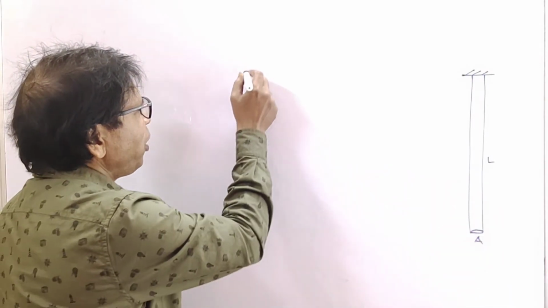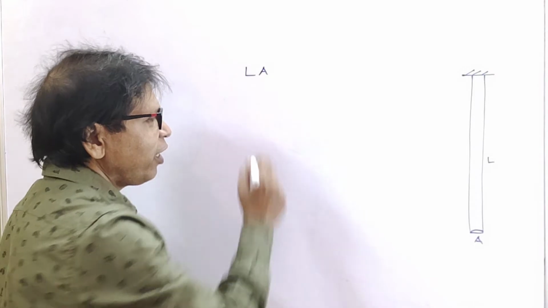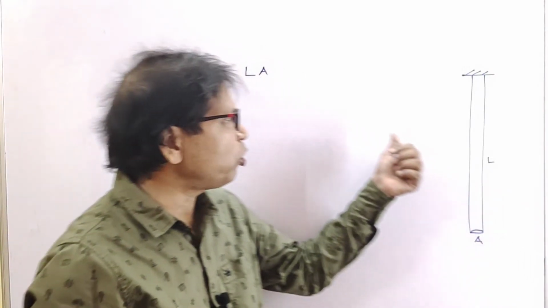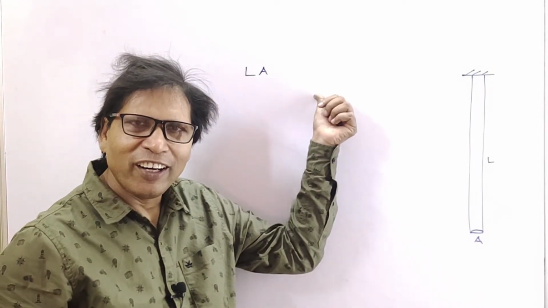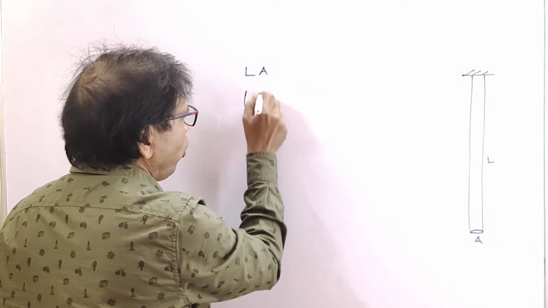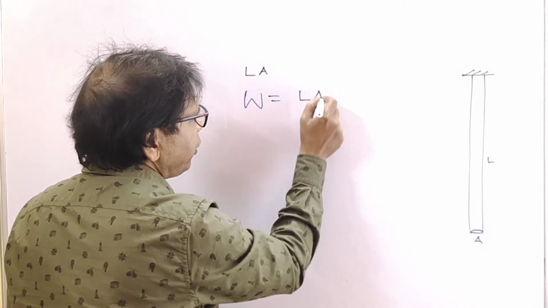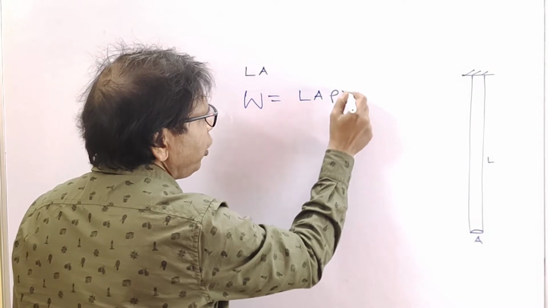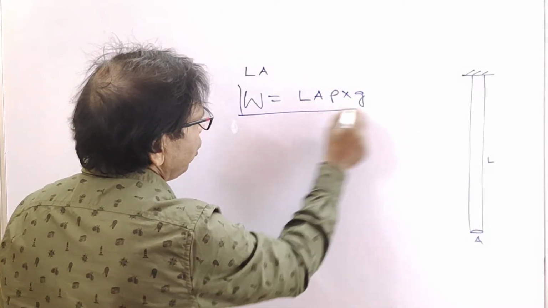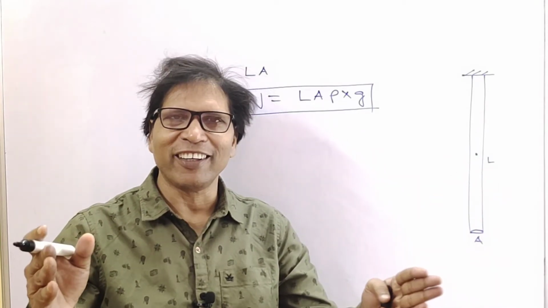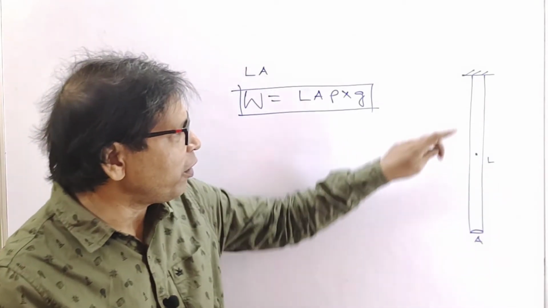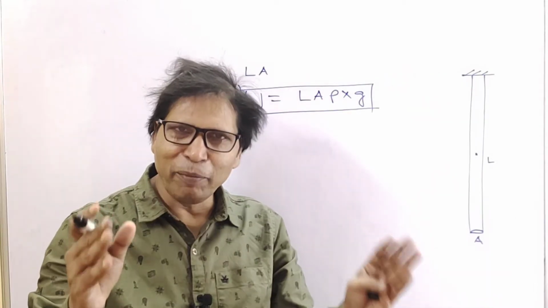So what will be the volume of the rod? The volume of the rod is L into A. If rho is the density of the material of the rod, what will be its mass? L A rho. Now the weight of the rod is the volume into rho, that is mass, into g. This is the weight of the rod, acting at the center of gravity of the rod. The center of gravity from the top point is L by 2.